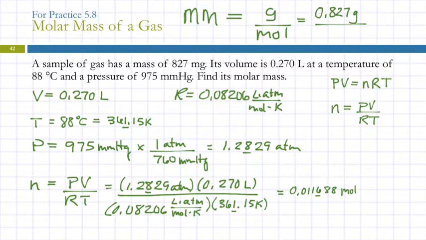So then I'm going to take that number of moles and put it into my equation up at the top, 0.11688 moles. So I've got 0.827 divided by 0.011688. I get 70.756. Units are grams per mole. 3 sig figs, that rounds to 70.8 grams per mole.